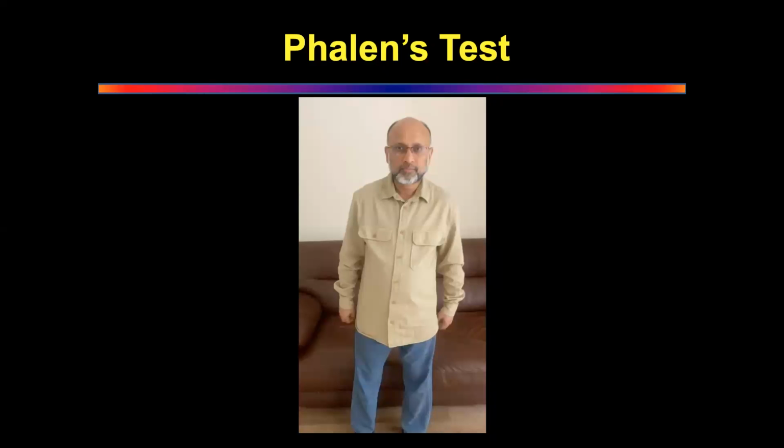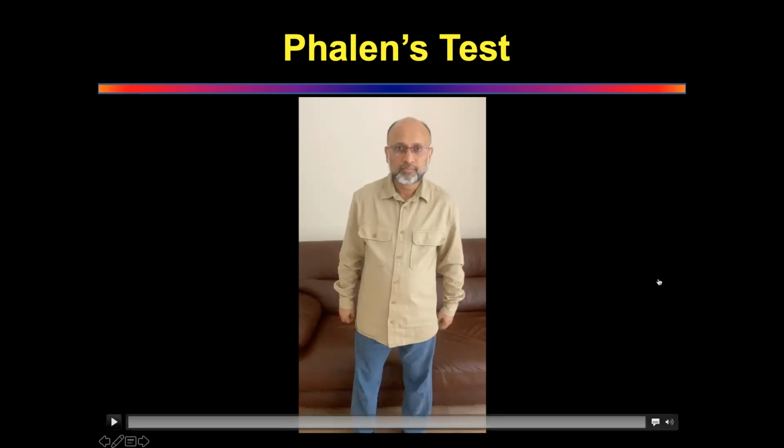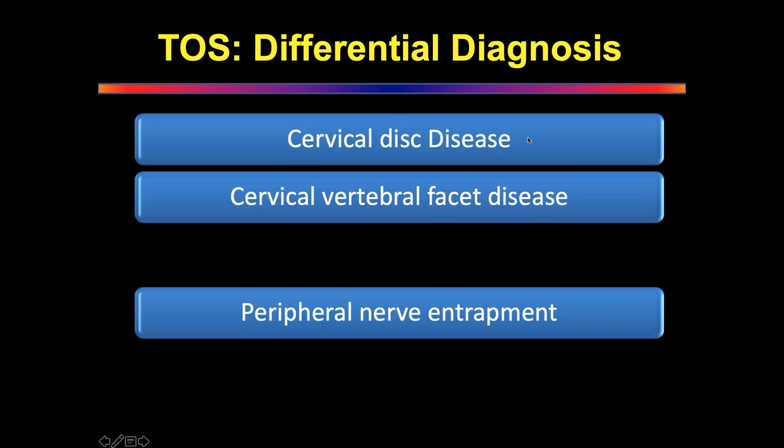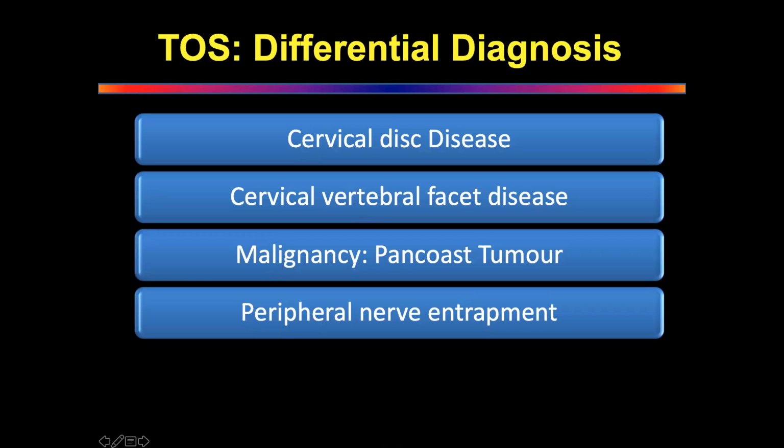Lymph nodes. What is the commonest thing in the neck, Nikhil? Cervical spondylosis. Yeah, cervical disc problems and spondylosis. Cervical vertebral facet disease. Good. Well done. So cervical disc, cervical vertebral facet disease, malignancies, peripheral nerve entrapment. Okay. What else? Other differential diagnoses?